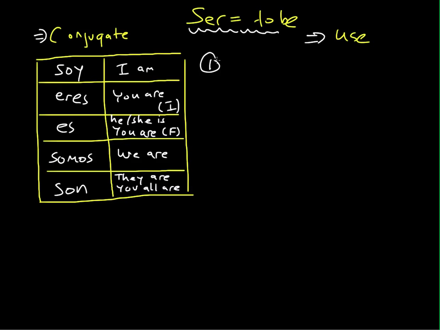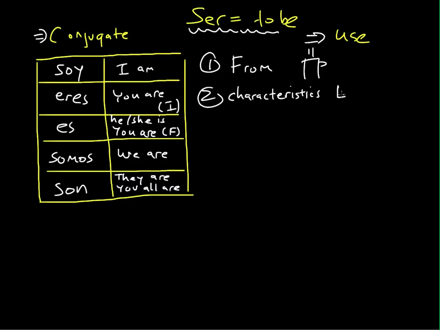So when do we use the verb ser? Number 1, we use it to say where someone or something is from. So here's the Willis Tower or the Sears Tower. So if you are from Chicago, you are going to use the verb ser. Number 2, if you were going to say what someone is like, you are going to use the verb ser.